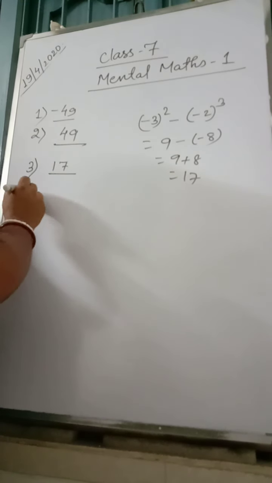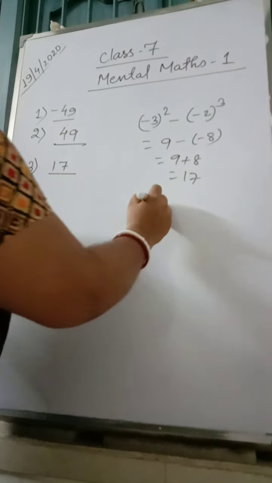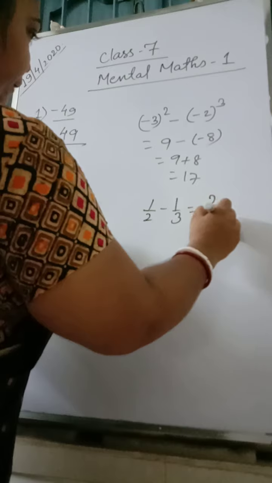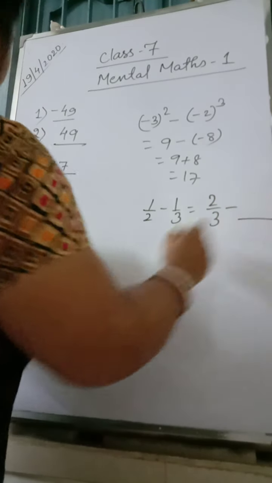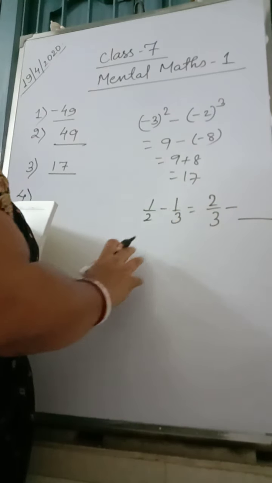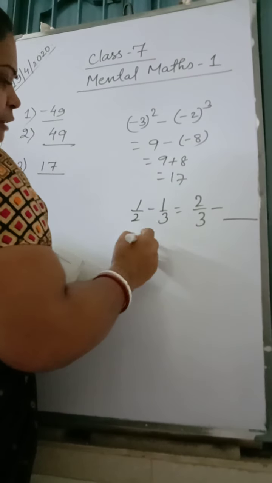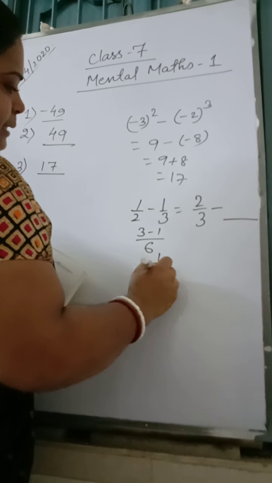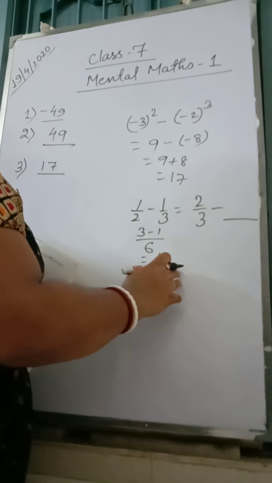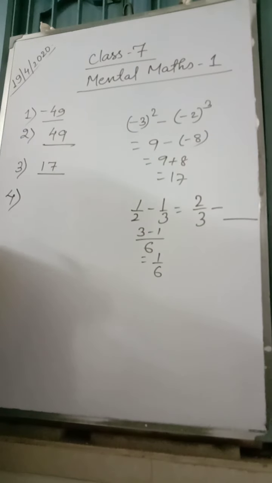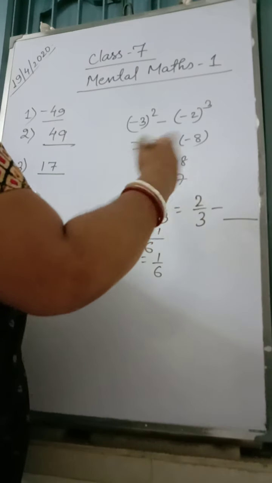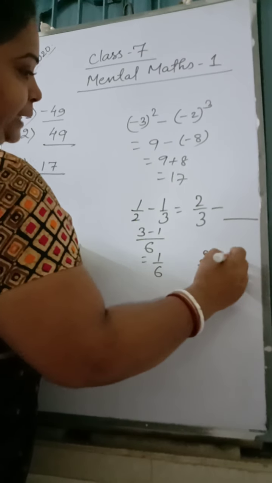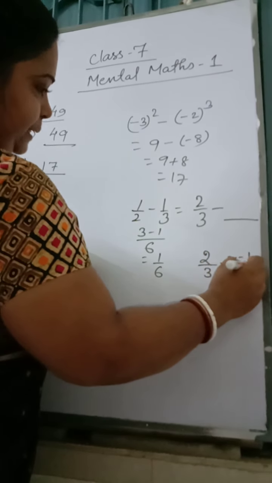Look at number 4. It is given 1 by 2 minus 1 by 3 is equal to 2 by 3 minus blank. Both sides' differences should be the same. Now we get the difference of the left side. LCM is 6, 3 minus 2, this is 1 by 6. So on this side also the difference should be 1 by 6. What should be subtracted from it to get 1 by 6? So 2 by 3 minus x is equal to 1 by 6.